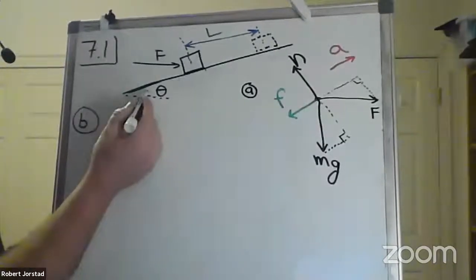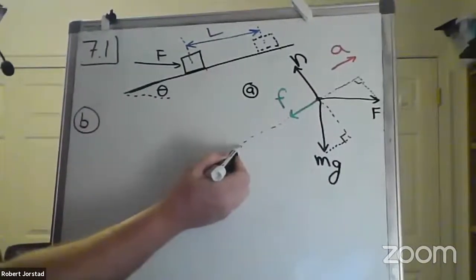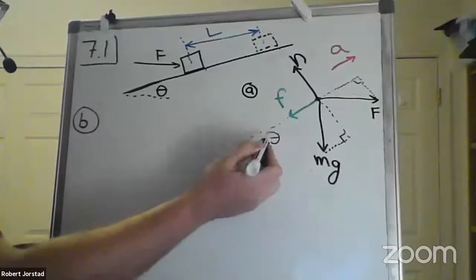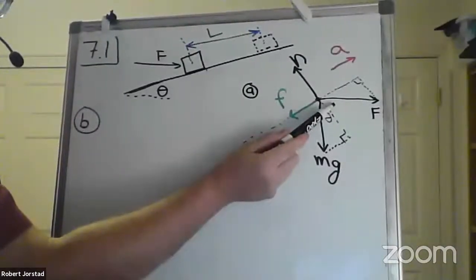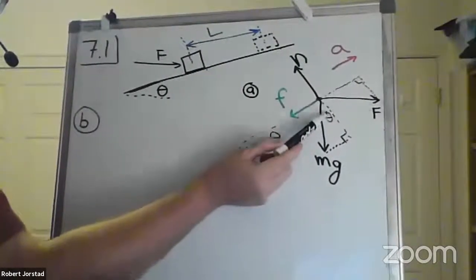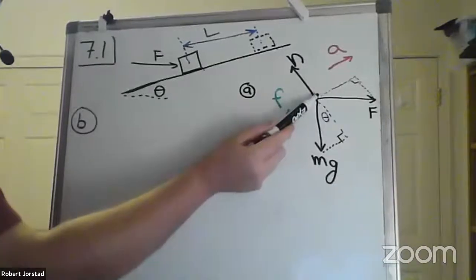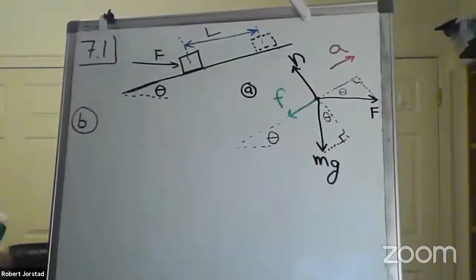And then if this is theta, if that's theta, what's this angle? 90 minus theta? This angle, theta. What's this angle? 90 minus. Oh, yes. That's 90 minus. Here's the 90. Here's theta. So this must be 90. So that leaves what for this one? Theta. Right here. That's theta. Okay. So we got our thetas.